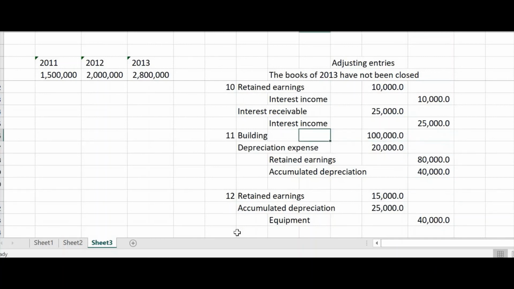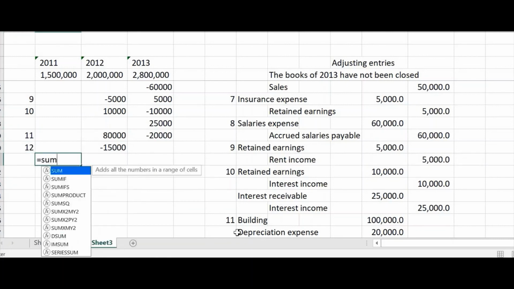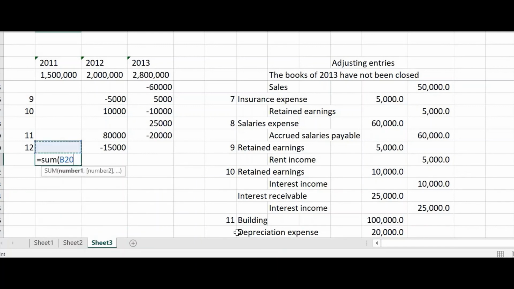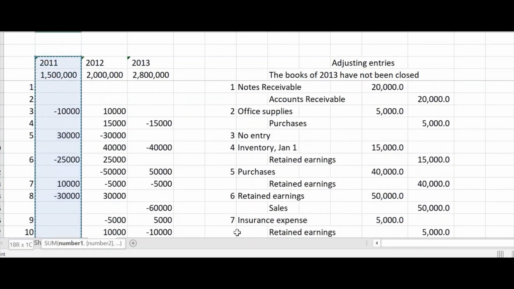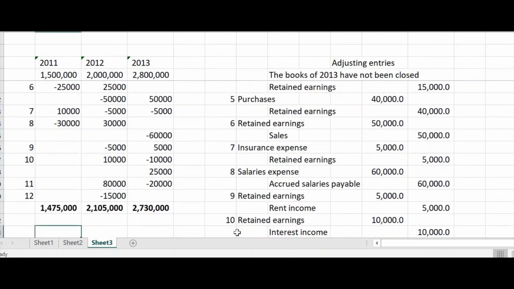Okay? So, since we're done with adjusting, no? For number 11 and for number 12. So, kunin natin yung adjusted net income, no? For the 3 years. Okay? So, for 2011, we have 1,475,000. For 2012, we have 2,105,000. And for 2013, we have 2,730,000. So, this will be your adjusted net income.